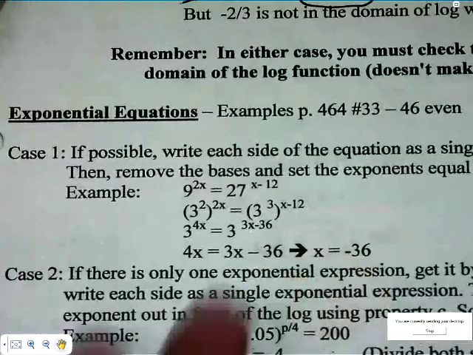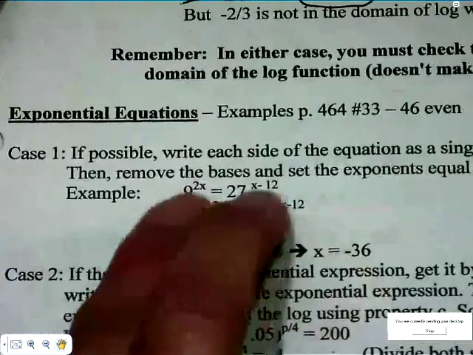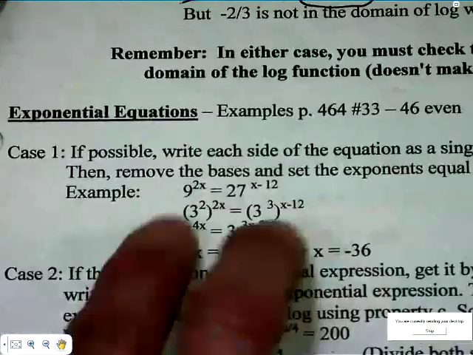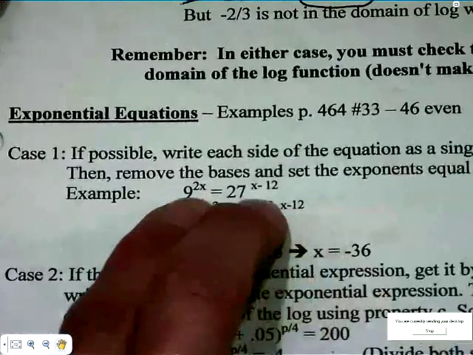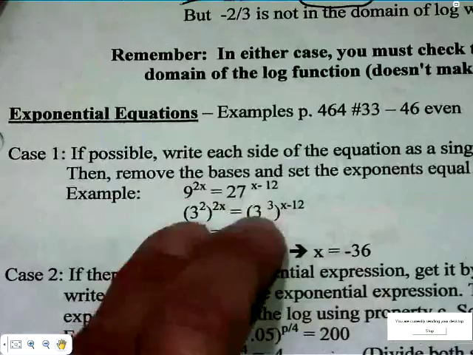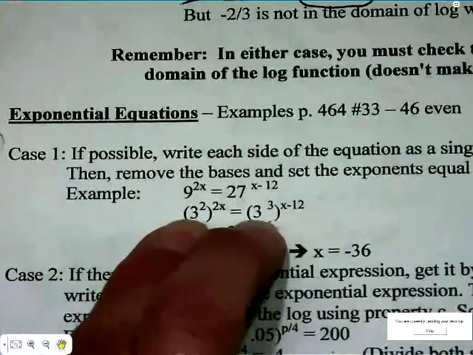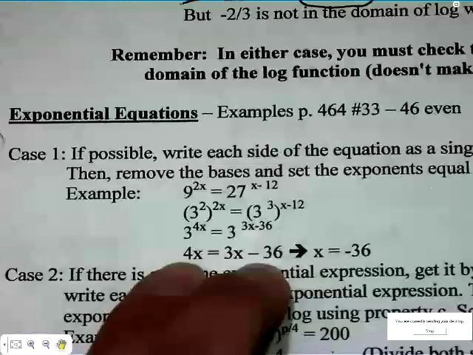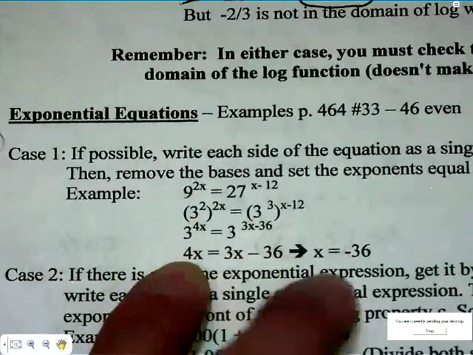As soon as I look at this, I can actually solve this problem the hard way, but I don't want to. I recognize 9 and 27 are both powers of 3. I write the 9 as 3 squared and the 27 as 3 cubed, and then get rid of the parentheses by saying when you raise a power to a power, you multiply them. As soon as I have both sides being a single exponential expression with the same base, I can take the bases off and just set the exponents equal to each other and solve that equation.